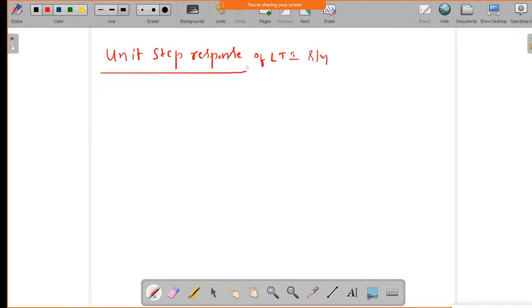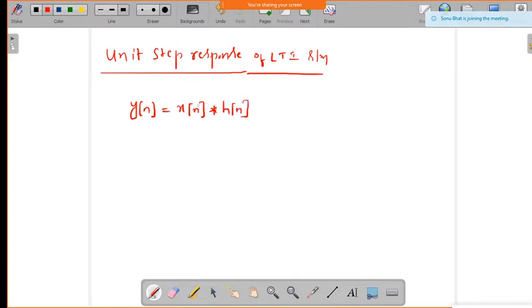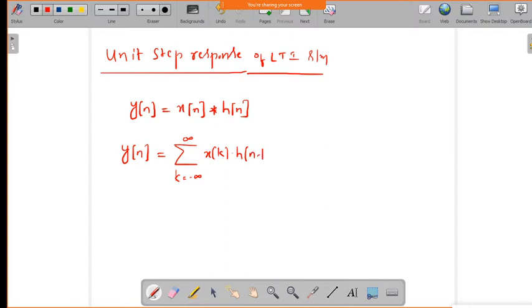Now we know the equation for the convolution. If you take the discrete time case, y of n is equal to x of n convolved with h of n. Now, what is the response of the system if I give the unit step as x of n? We know the equation: summation k equal to minus infinity to plus infinity, x of k into h of n minus k.